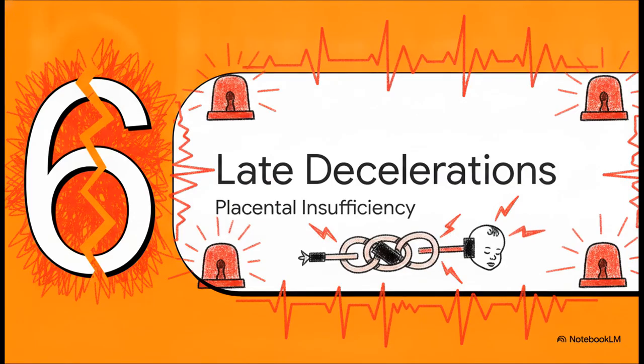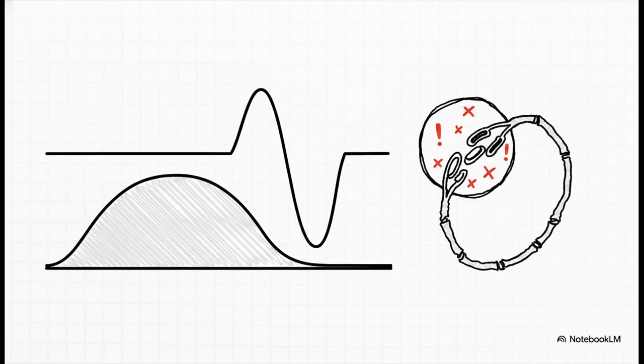Section 6, Late Decelerations, indicating placental insufficiency. And this leads us to the most severe red alert emergency pattern of all. Notice the key word here, later. The fetal heart rate drops later. Specifically, it only starts dropping after the peak, or acme, of the mother's contraction. And worse, it doesn't recover back to the baseline until well after the mother's contraction is completely over.